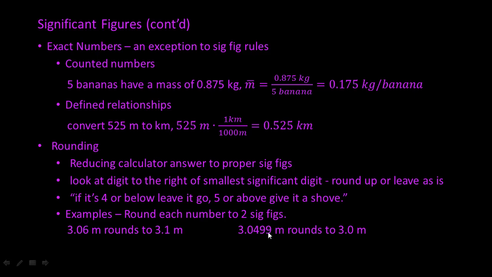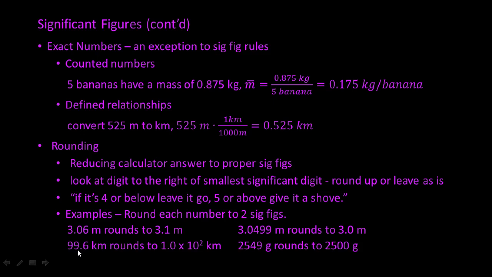If we look at a number with more digits, 3.0499 meters, and again we want to round it to 2 sig figs, so we're going to round to the tenths. We look at the number in the hundredths, and it's a 4. Well, 4 or below, leave it go. So we're going to round this to 3.0.